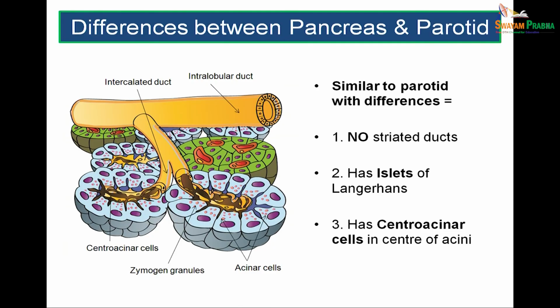But there are differences. For example, in the parotid gland there are striated ducts. There are no striated ducts in the pancreas. In the pancreas there are islets of Langerhans. There are no islets of Langerhans in the parotid. The centroacinous cell present in the pancreatic acinus is also absent in the parotid gland acinus. So, these are some of the differences between the parotid gland and the exocrine part of the pancreas.